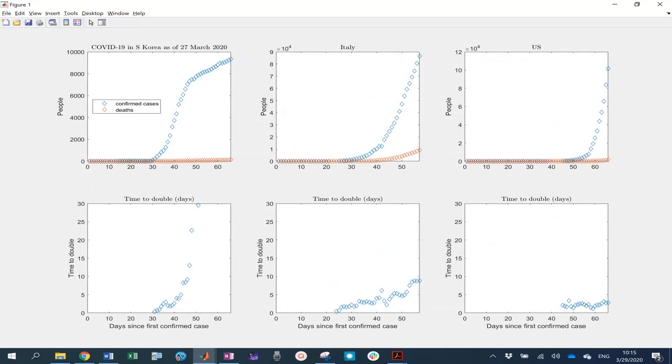Let's look at the raw data now. I've chosen South Korea, Italy, and the US because they are at different places in the epidemic. In the top row, you see the cumulative confirmed cases as well as deaths. We're going to focus on the cumulative cases, but looking at doubling time for deaths is also valid. Now, in the bottom row, we have the doubling time for those confirmed cases. We notice that although it doesn't appear, the doubling time at the beginning is very low in all of these cases. Let's focus now on South Korea.